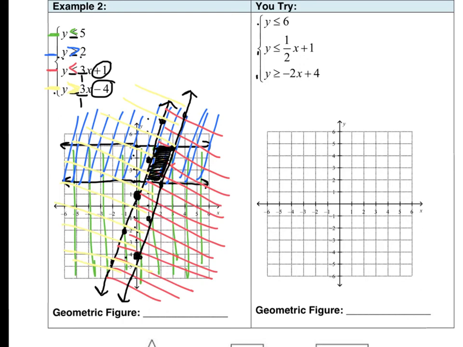See how it made a shape? So to answer the rest of this question, we have to say what kind of a shape that is. And I put examples of shapes and names at the bottom of your paper in case you forget. And this figure is called a parallelogram.